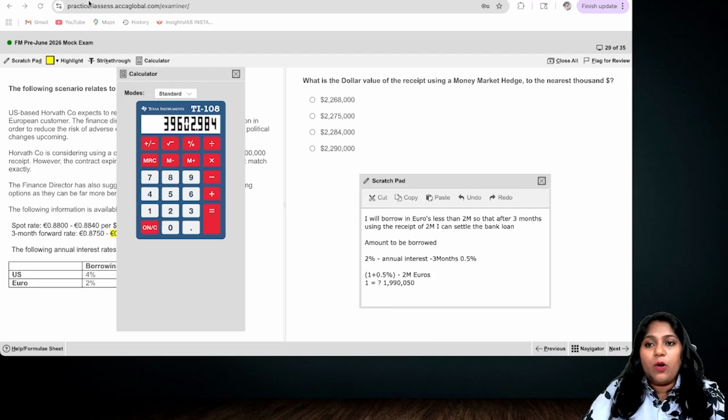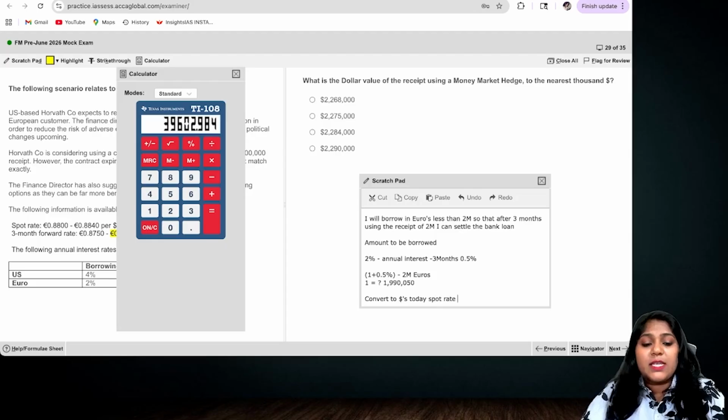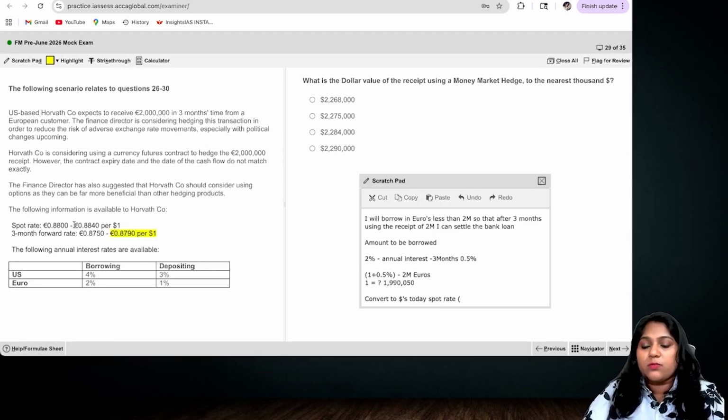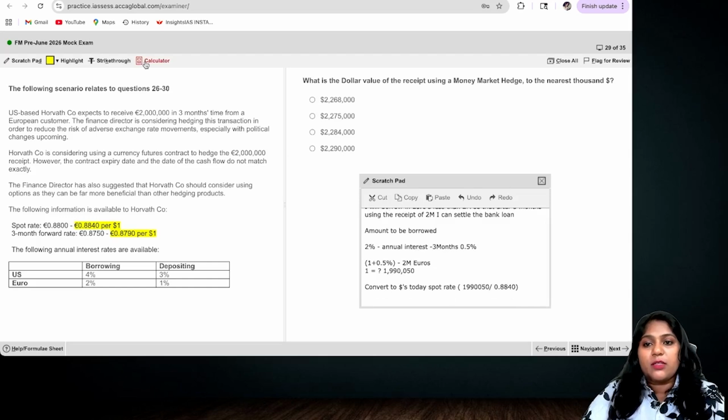Now, once I borrow, I will have to go ahead and convert to dollars today itself using a spot rate. If you go to the bank, they will tell us, you have to pay me more, give me more euros to get a dollar. Now I have to find out the stronger currency and divide with the current exchange rate. If you use this, you shall get the dollar value.